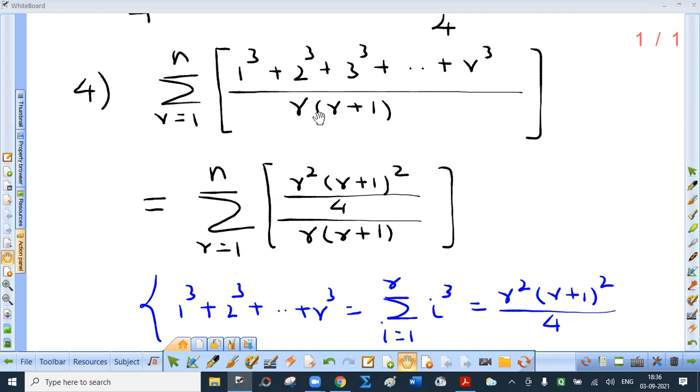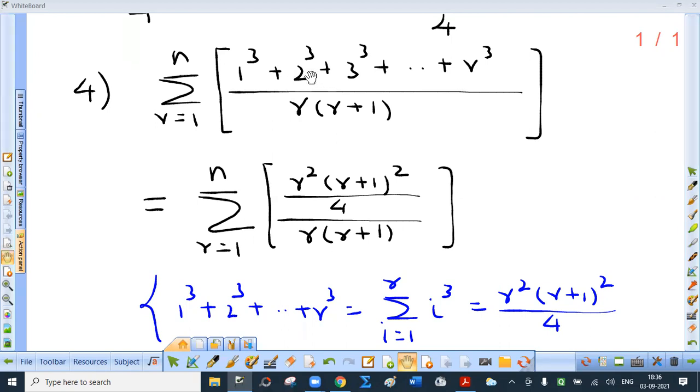So can you tell me what is T1? T1 will be 1 cube upon 1 into 1 plus 1. What will be T2? T2 will be 1 cube plus 2 cube upon 2 into 2 plus 1. What will be the third term? T3 is 1 cube plus 2 cube plus 3 cube upon 3 into 3 plus 1, and so on. Right. Now tell me, can we simplify the numerator?